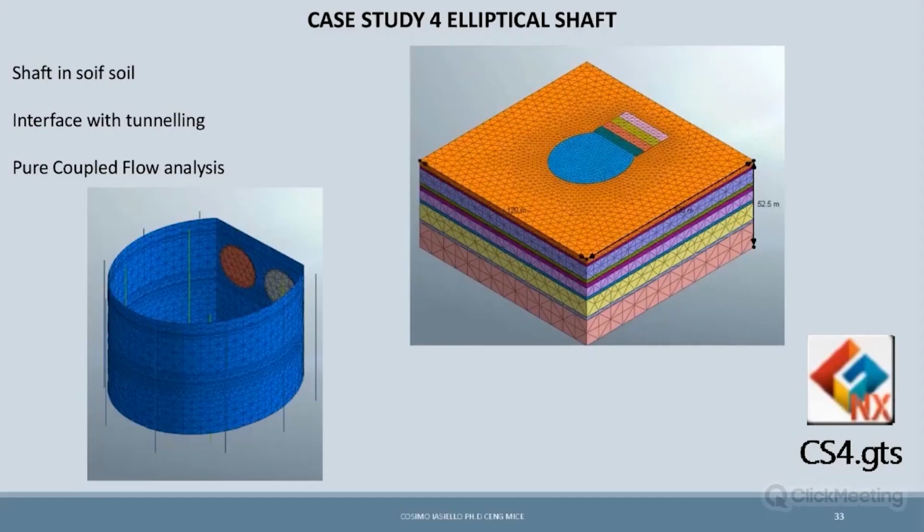Regarding case 4, it is also another elliptical shaft, and this is a shaft in the soil. This is an interface with tunneling, and here you can see the position of our drains. We have a position outside the element, and then we have a position inside. Okay.